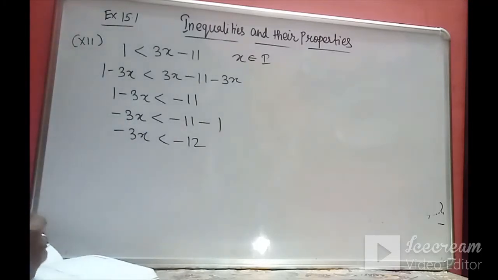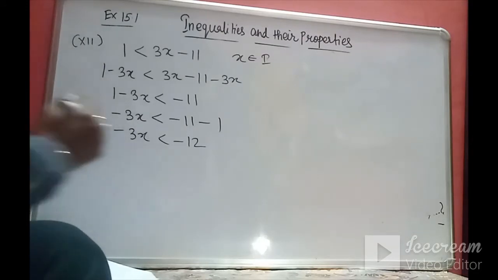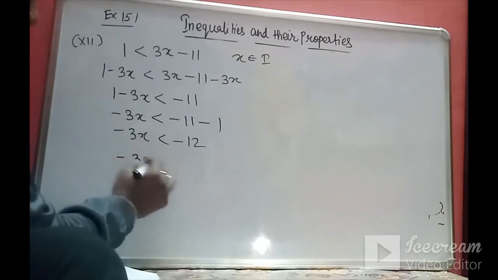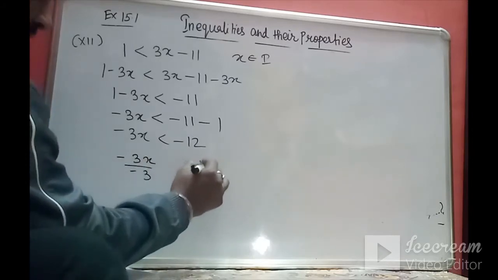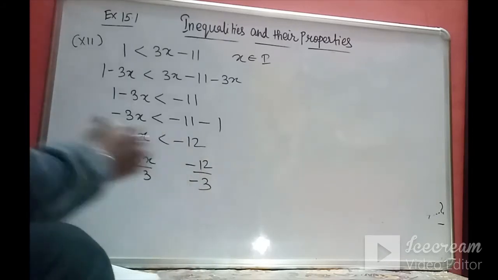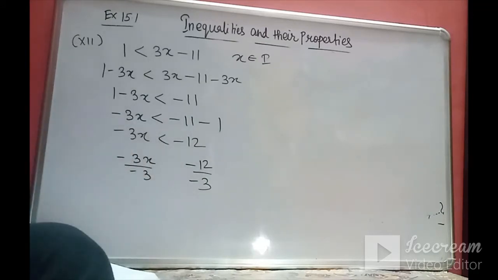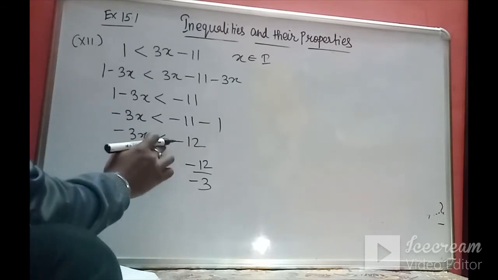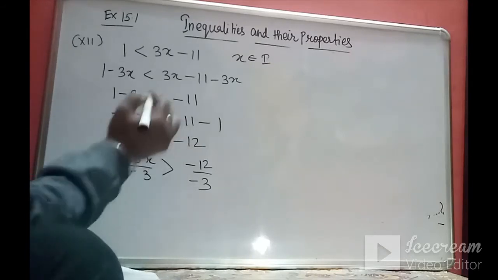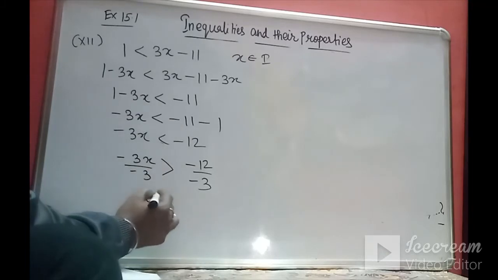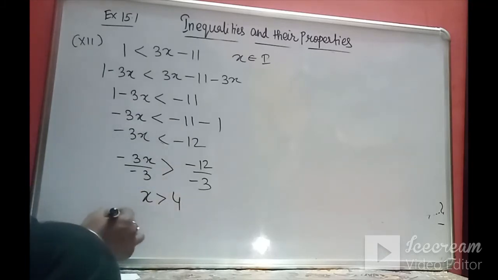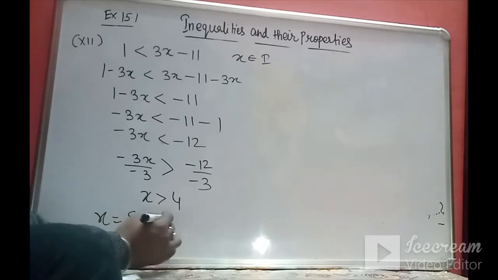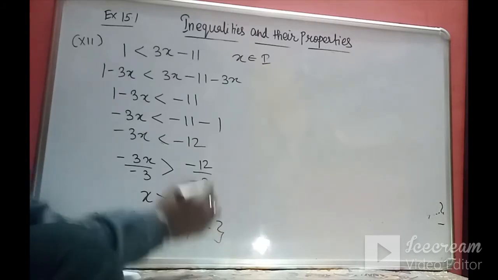Now see, here it is minus 3. When we write it like this, minus 3x upon minus 3 and minus 12 upon minus 3. Whatever I have told you, whenever we divide or multiply by a negative number, the sign of inequality gets reversed. So it was less than, so it becomes greater than. So what I will get is x greater than 4, and my solution set will be 5, 6, 7, 8 and so on.